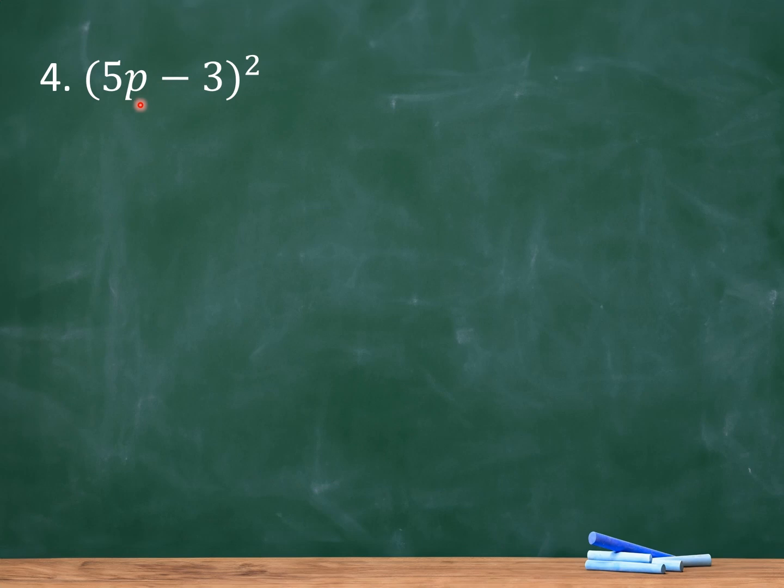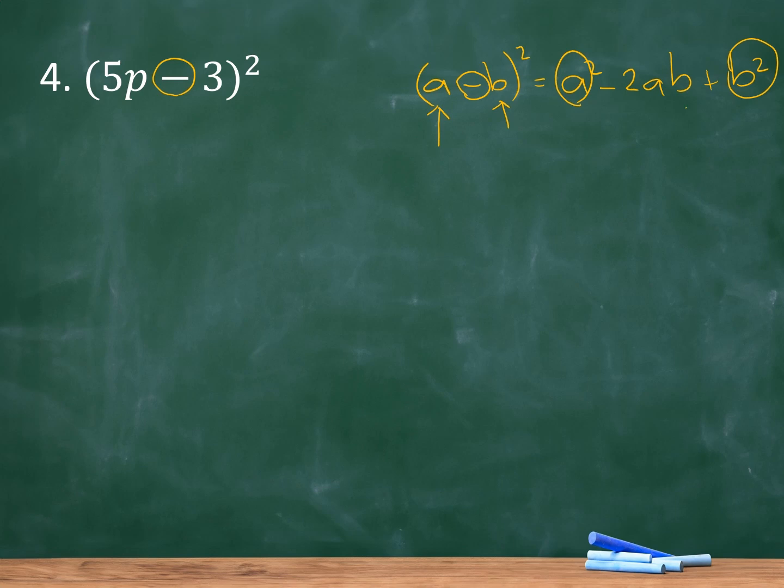Let's have our last problem: 5p minus 3 squared. To answer this, we will use our pattern, which looks like this: a minus b squared is equal to a squared minus 2ab plus b squared. This is the square of a binomial pattern. So you know that this is the pattern that we're going to use because we have a minus here, same with our problem. So again, basically what we're doing here is we will square the first term, so that's a squared, and we will square the second term, that's b squared.